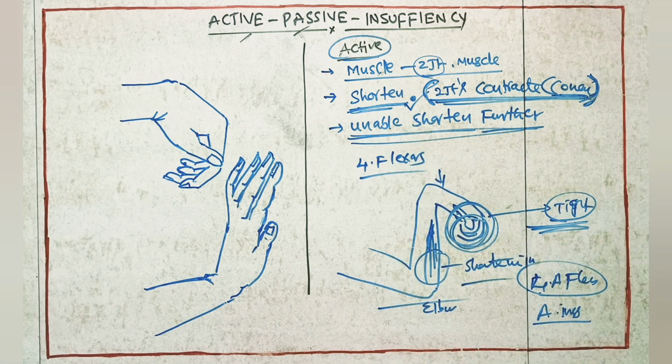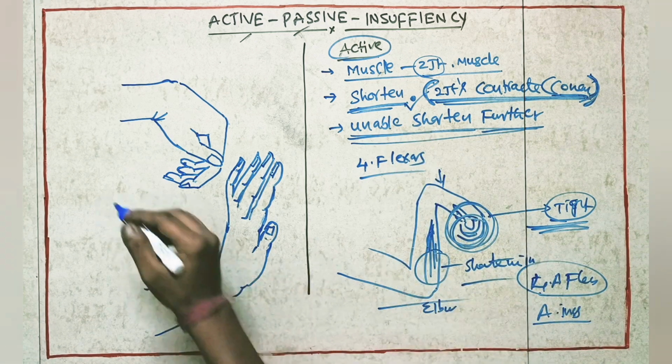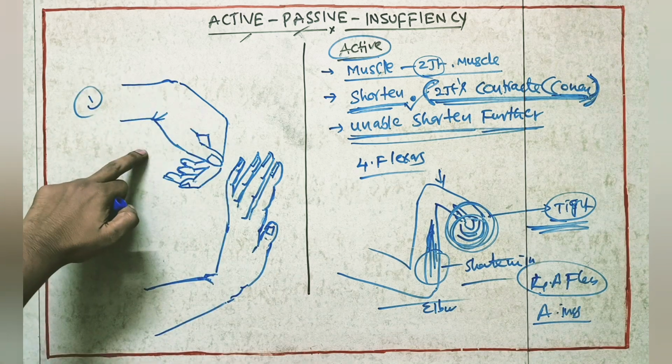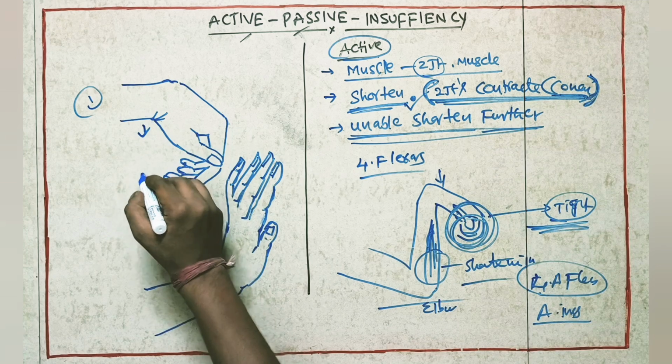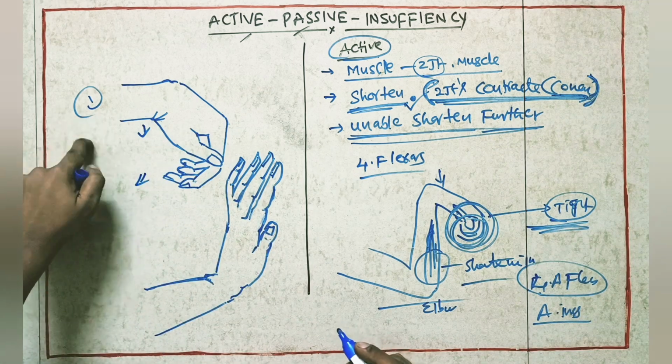Clear? That's what we are discussing, the same thing as in the first diagram. In active insufficiency, the wrist joint is already in flexion, and the fist will not go for further flexion. So this is active insufficiency.